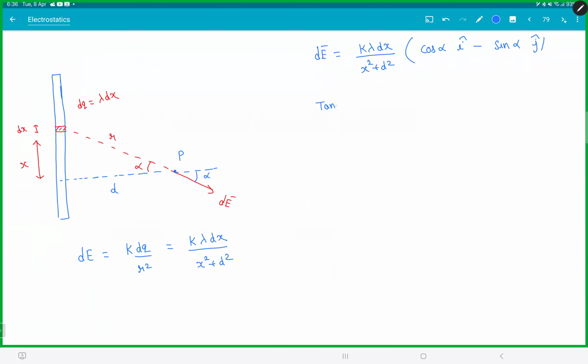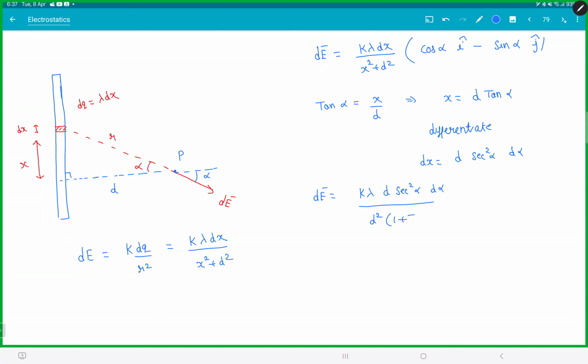So we use something called integration by substitution. Tan alpha is x by d, so x is equal to d tan alpha. That came from the triangle. Differentiate on both sides: dx becomes d secant square alpha d alpha. Substitute everything there. Now this thing looks dangerous, but you will notice something. K lambda dx becomes k lambda d secant square alpha d alpha. The denominator becomes d square into 1 plus tan square alpha, which is again d square secant square alpha.